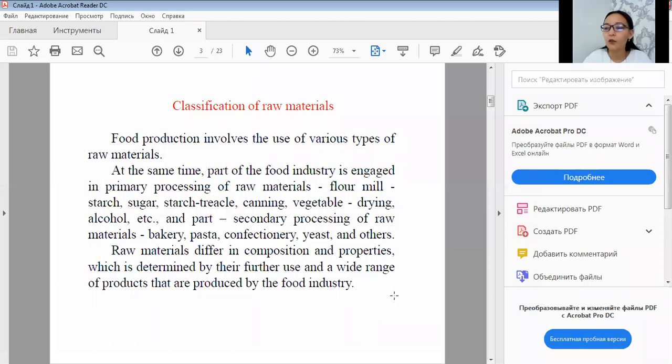Food production involves the use of various types of raw materials. At the same time, part of the food industry is engaged in primary processing of raw materials: flour mill, starch, sugar, starch treacle, canning, vegetable drying, alcohol, and the next part is secondary processing of raw materials: bakery, pasta, confectionery, yeast, and others.